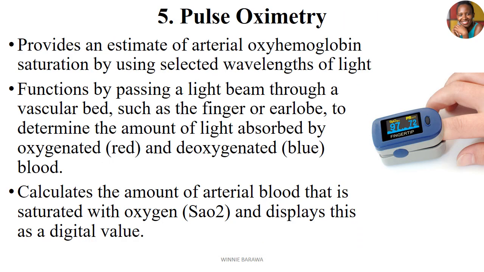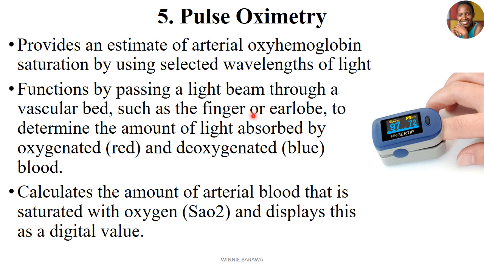So with pulse oximetry, this is a procedure that helps us determine the estimation of arterial oxyhemoglobin saturation using a wavelength of light. How we do it is we normally pass a light beam through a vascular bed. In this vascular bed, we can use either the finger or the earlobe to determine the amount of light absorbed by the oxygenated or the deoxygenated blood. So this is how we use it.